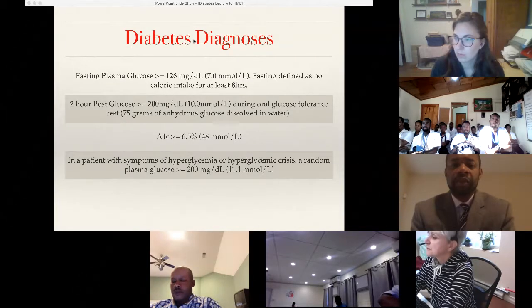You test hemoglobin A1C, and if it's greater than 6.5% or 48 millimoles per mole, it's considered diabetes.